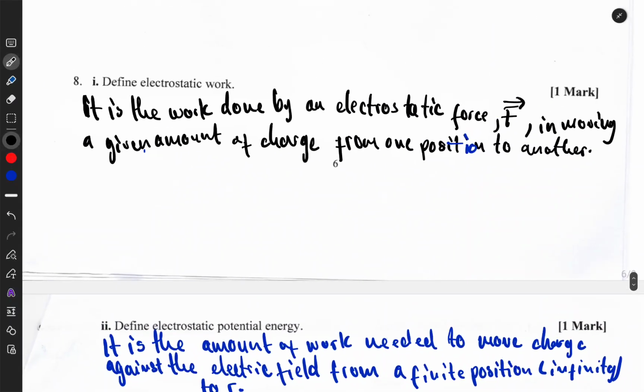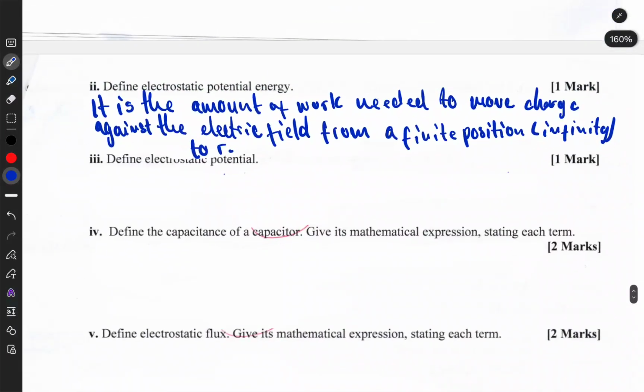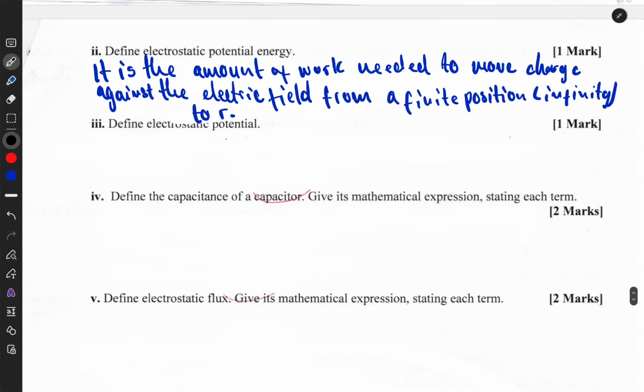Here it is the work done, the amount of work done in moving a charge from one position to another. Here it is the work needed to be done, or the work needed to move something. So now what about electrostatic potential only? Here it is no longer just in moving. It is the amount of work needed to move charge against the field from infinity to R, right?